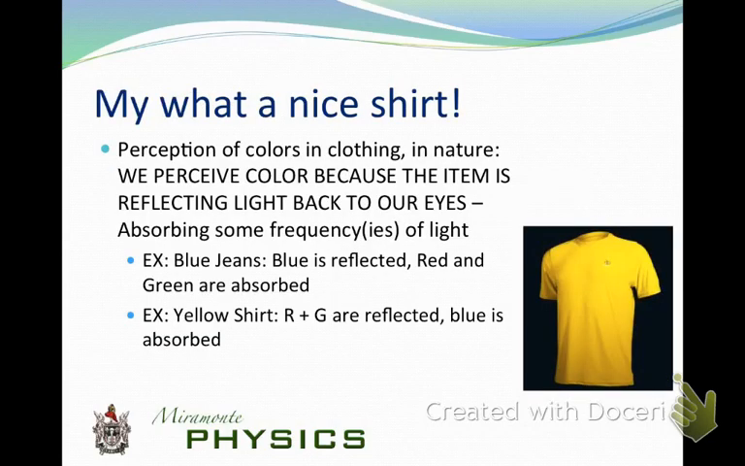What a nice shirt. Your perception of colors in clothing, in nature, is that we perceive color because those colors are reflected back to us. So if you have a yellow shirt, it's because your shirt absorbs blue and reflects back red and green, so it appears to us to be yellow. So blue jeans, blue is reflected, red and green are absorbed. A yellow shirt, red and green are reflected, blue is absorbed. Okay, so that's what's happening when you're seeing the color of a shirt.